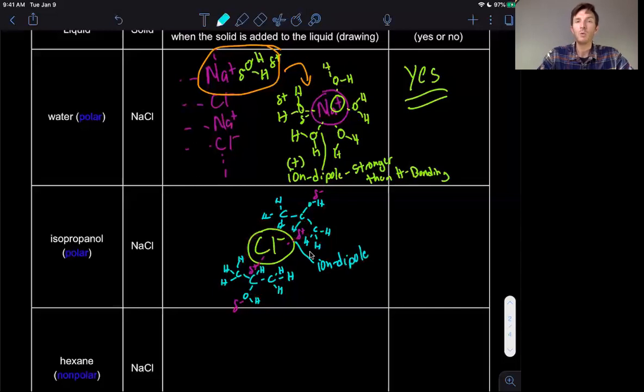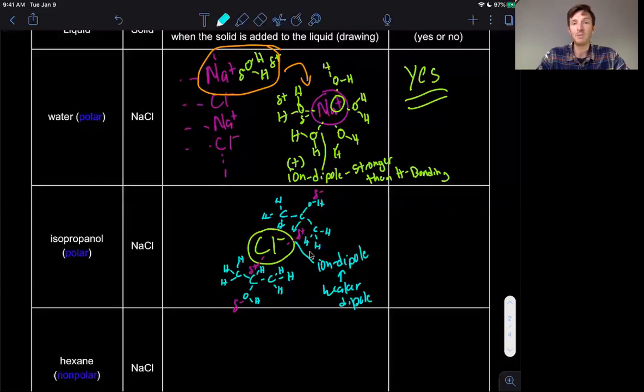Now again, would this be as strong of an ion-dipole attraction as with the water molecule? No, because we have a weaker dipole present in our isopropanol. And so again, we have to think that the magnitude of our charge is going to affect the strength of those attractions. And so we'd have stronger attractions between the water and sodium and chloride versus the isopropanol and sodium and chloride.